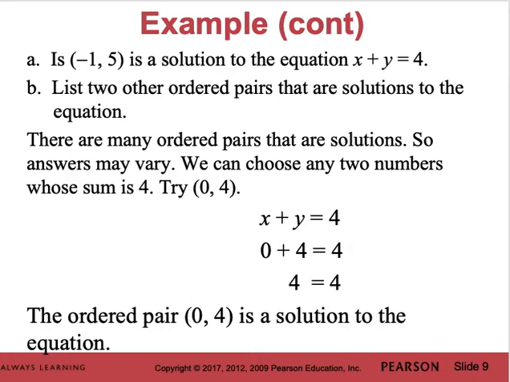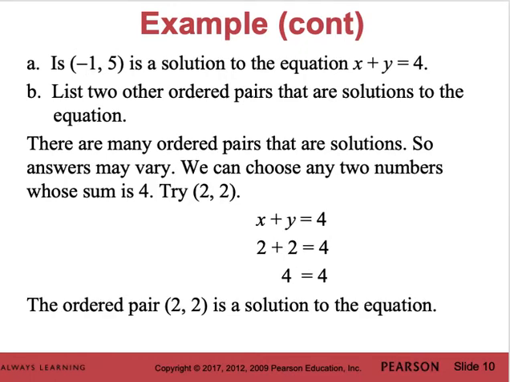There are many ordered pairs that are solutions, so remember, we can get more than one solution for equations such as this, right? -1 plus 5 does equal 4, but so does 0 plus 4. So does 3 plus 1. So we could choose any two numbers to add together to equal 4 and check them out to see if they would be part of the line. 2 plus 2 also equals 4. So yes, that would work too.